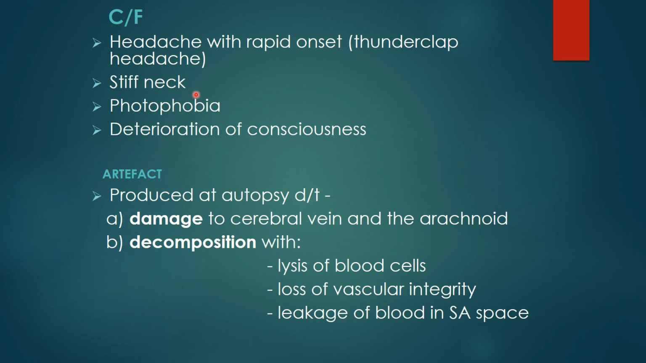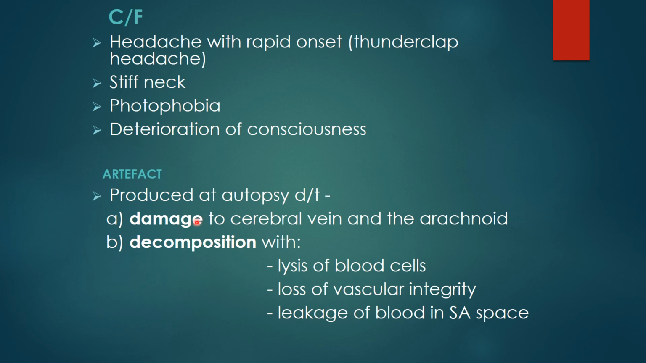Stiff neck due to irritation of the meninges. As the subarachnoid hematoma develops, the ensuing blood irritates the meninges. So that means there will be a meningitis. Due to meningitis, there will be stiff neck. This is called Kernig sign. Or photophobia will be there. The optic nerves are irritated by the blood, so there will be photophobia or deterioration of consciousness.